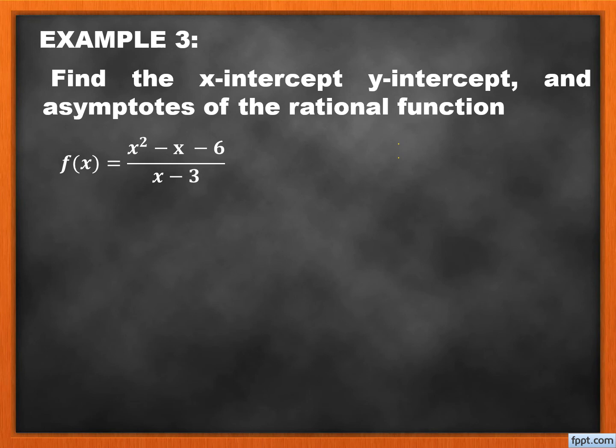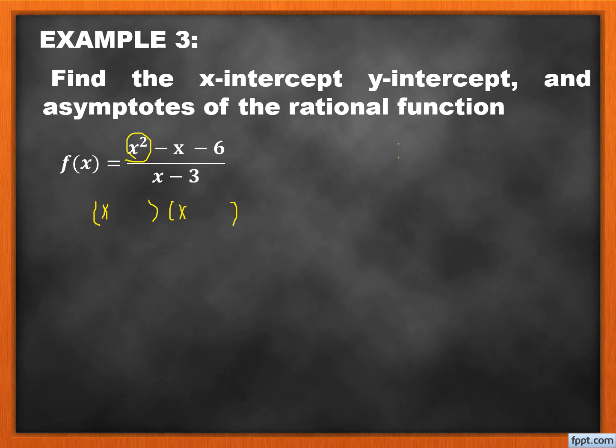On the other hand, x minus 3 in the denominator, since nasa first degree na siya, hindi na siya pwedeng i-factor out. The question is, how are we going to factor out x squared minus x minus 6? So, ang gagawin natin, prepare tayo ng dalawang parentheses. Then, since 3 terms siya, first, factor out x squared. So, we have x and x.